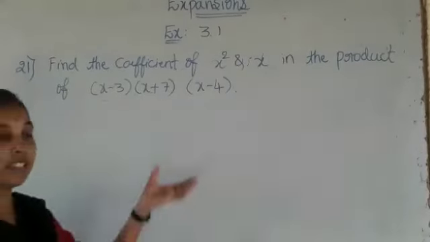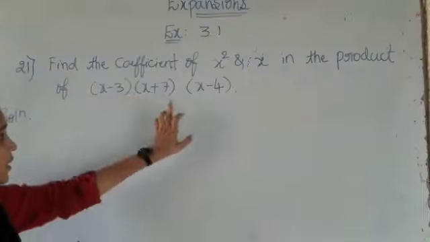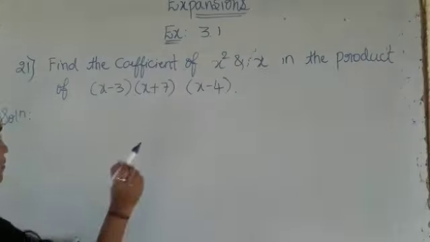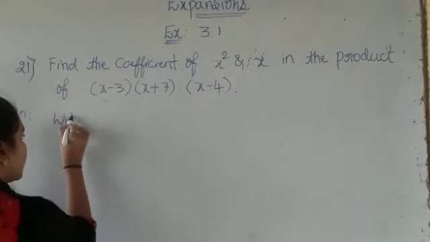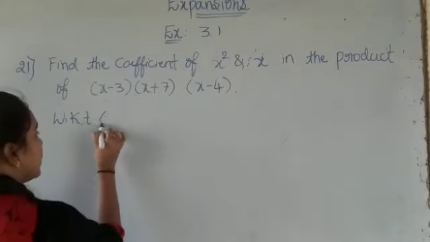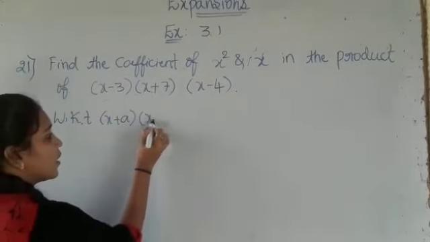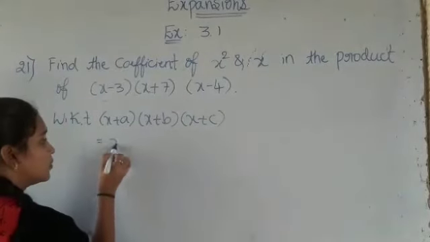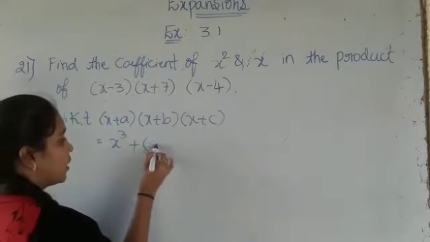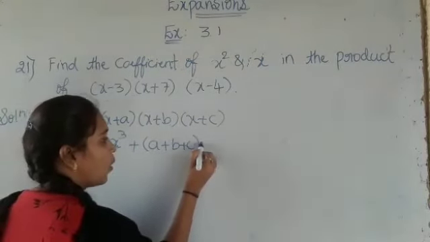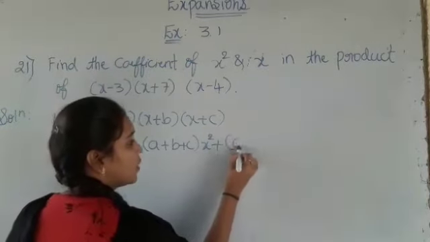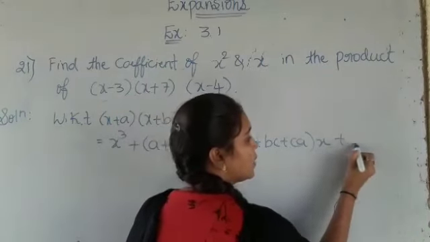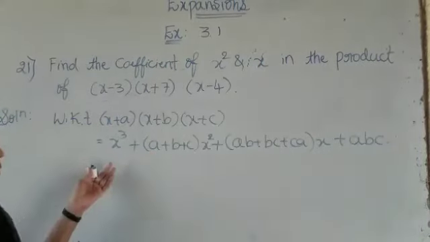So here we have to observe this expression carefully. Here it is in the form of (x plus a)(x plus b) into (x plus c). So we have to write the first identity, that is, as we know the identity: (x plus a)(x plus b)(x plus c) is equal to x cube plus (a plus b plus c) whole x square plus (ab plus bc plus ca) into x plus abc. So this is the identity.